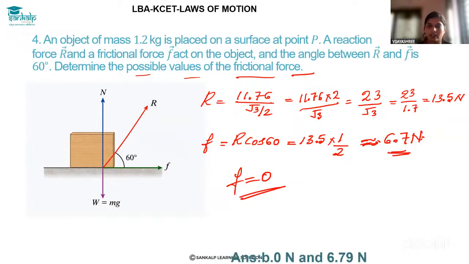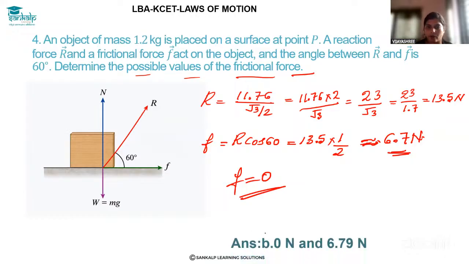Okay, so the correct answer here is option B, 0 Newton and 6.79 Newton. So frictional force is 0 when the surface is 100% smooth. This is in the ideal case. And this is in the normal case. So there are two possible values. Thank you.